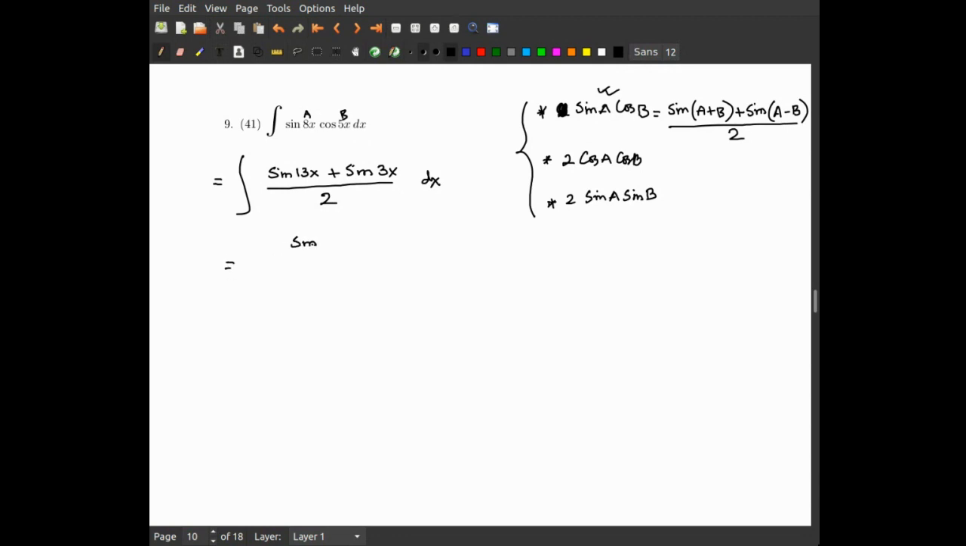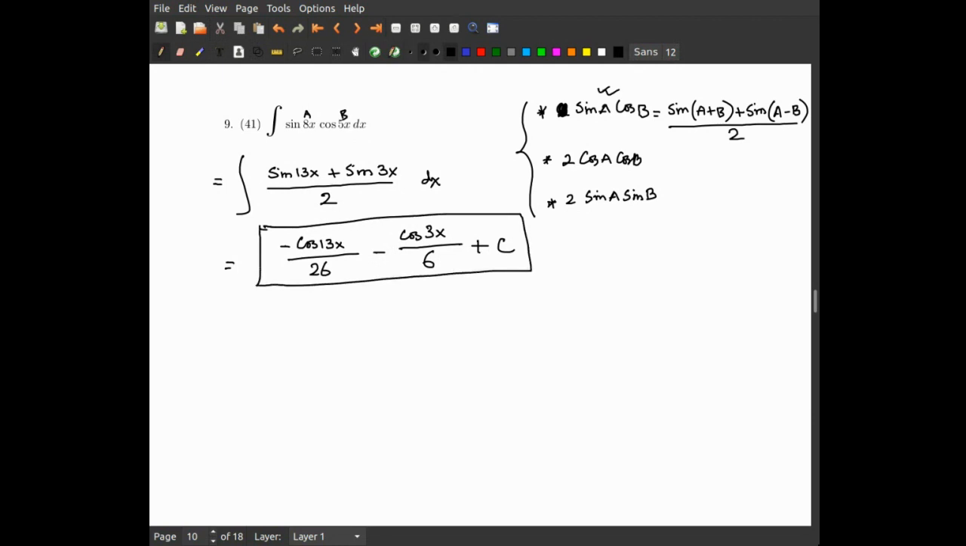Now we can see that we can find the integration. The first one, what do you get? Sine 13x. The integration of sine 13x is negative cos 13x divided by 13, but there is a 2 there, so that would be 26. And then again, the integration of sine 3x is negative cos 3x divided by that value 3, but there is a 2 already there, so this would be 3 times 2, 6, and plus c. And done.